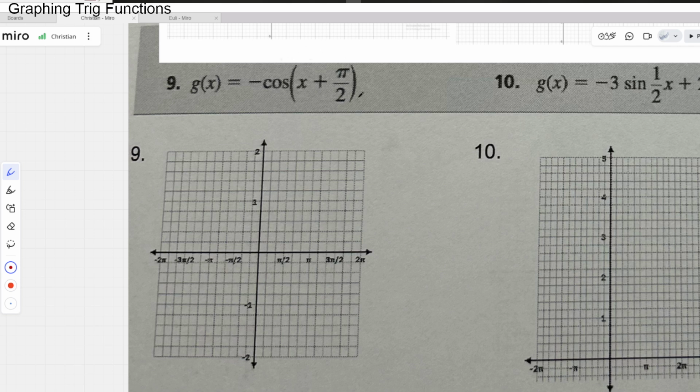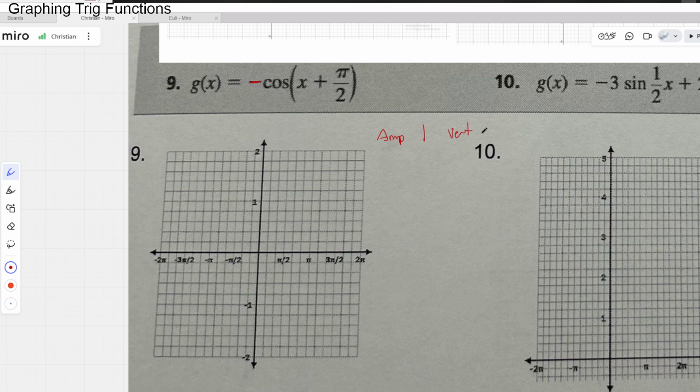All right, I'm just going to blast off a couple more of these. So you've got a cosine. I'll start with my procedure. The amplitude is 1. Looks like this one has a vertical reflection though, so I'll just make a note of that next to my amplitude.